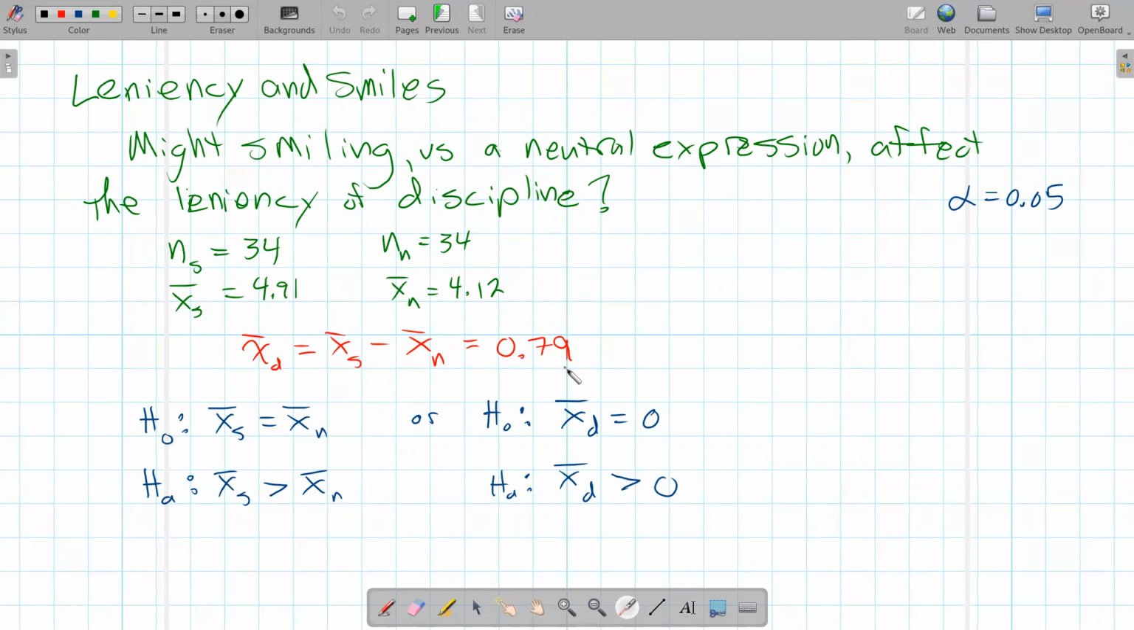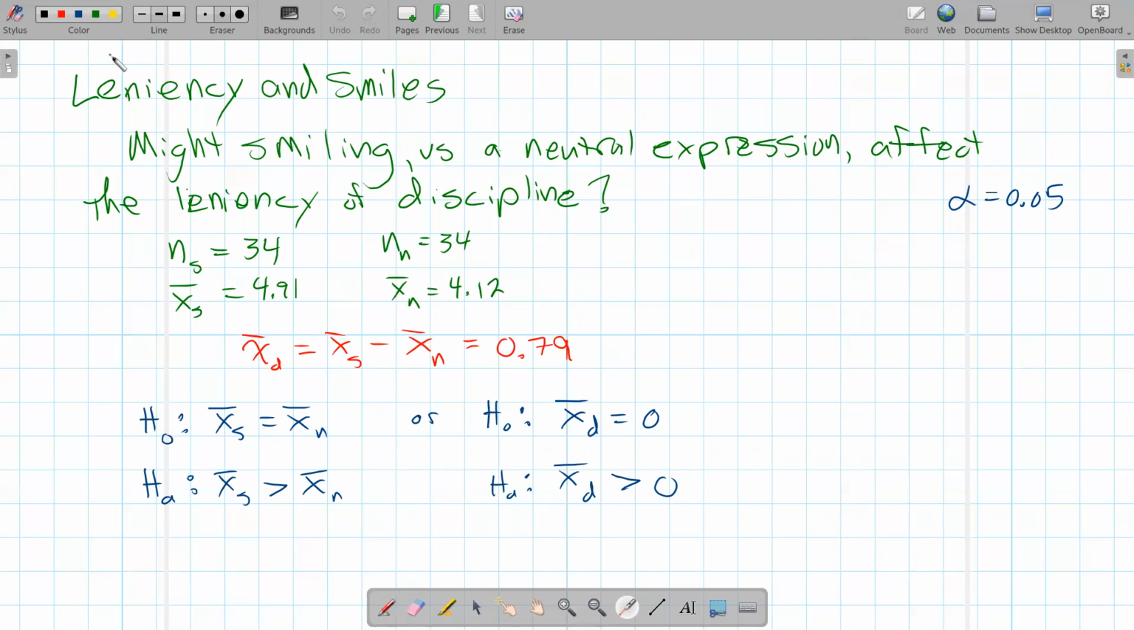And one might wonder, well, it shouldn't matter whether you're smiling in your picture or not. It should depend on your offense, right? So this smiling versus neutral should have no effect on the discipline, is the null hypothesis. So I've stated that in a couple of different ways, that the average leniency rating for the smiling people should be the same as the average leniency rating for the neutral people.